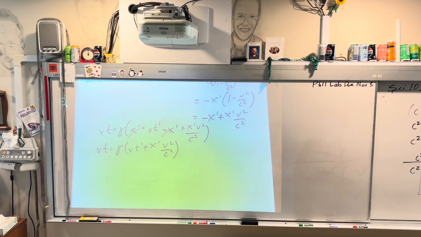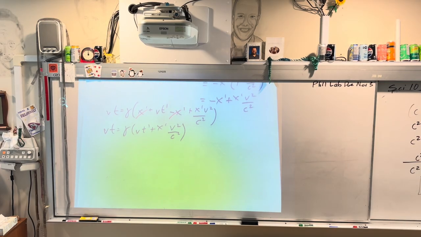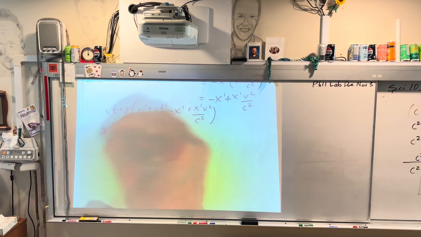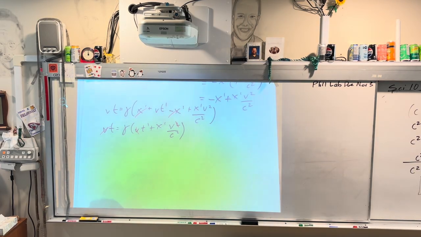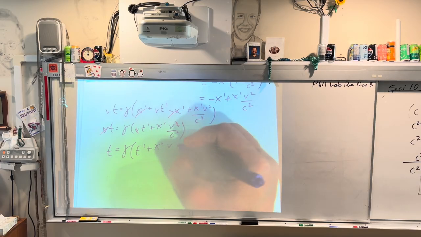What do you see I can do here now? Factor. Good, that's excellent. So we can get rid of a v out of both of these, right? We don't worry about the gamma, it's being multiplied, so I can just take it out of here and here. And so this is kind of nice because we end up with the formula for t. So t equals gamma t prime plus x prime v over c squared.